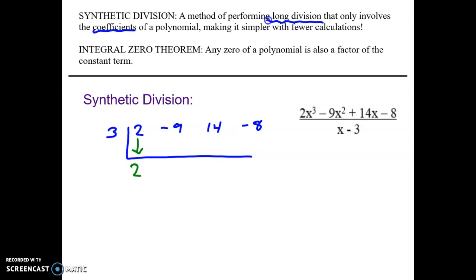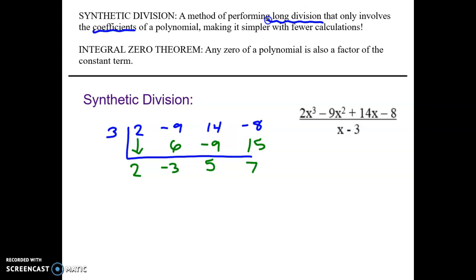You multiply across. So 3 times 2 is 6. You add coming down. So minus 9 and 6 is minus 3 when you add them together. Then again we multiply going across. 3 times minus 3 is minus 9. We add coming down. So 14 and minus 9 is 5. We multiply going across. So 3 times 5 is 15, and we add coming down, so we get 7.